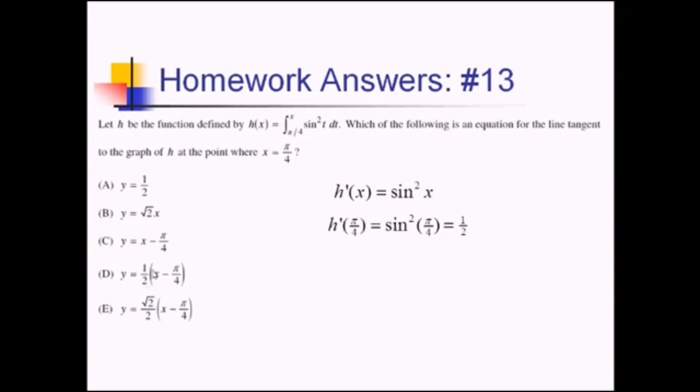But before we go ahead and pick that, if you have time, it's not a bad idea to plug x in and see what the y value is. If I plug x in, pi over 4, to the original function, I've got the integral from pi over 4 to itself of, well, we don't care, because if these limits are the same, an empty integral is just going to give you 0. So putting it all together then, we've got y minus 0 equals 1/2 times x minus pi over 4. And that is equivalent, as we expected, to choice D.